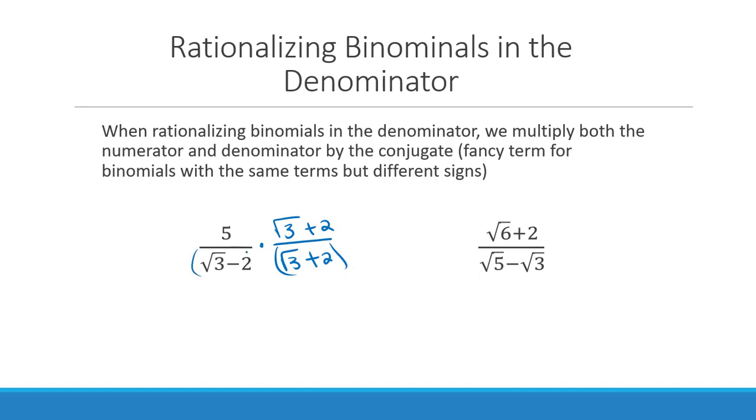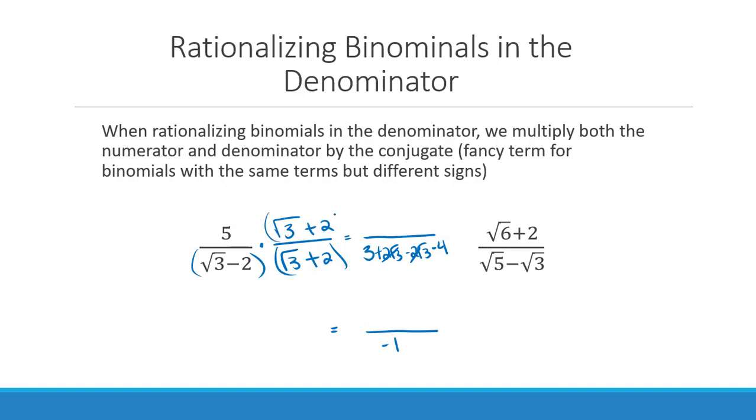So watch what happens. I'm actually going to do the denominator first. Watch what happens in the denominator when I multiply it by the square root of 3 plus 2. Well, the square root of 3 times the square root of 3 is just 3. The square root of 3 times 2 is going to be 2 square root of 3. Negative 2 times the square root of 3 is negative 2 square root of 3. And then negative 2 times 2 is going to give me minus 4. So my denominator, I'm not doing my numerator yet. Watch what happens here. Those cancel, and then 3 minus 4 is going to give me negative 1.